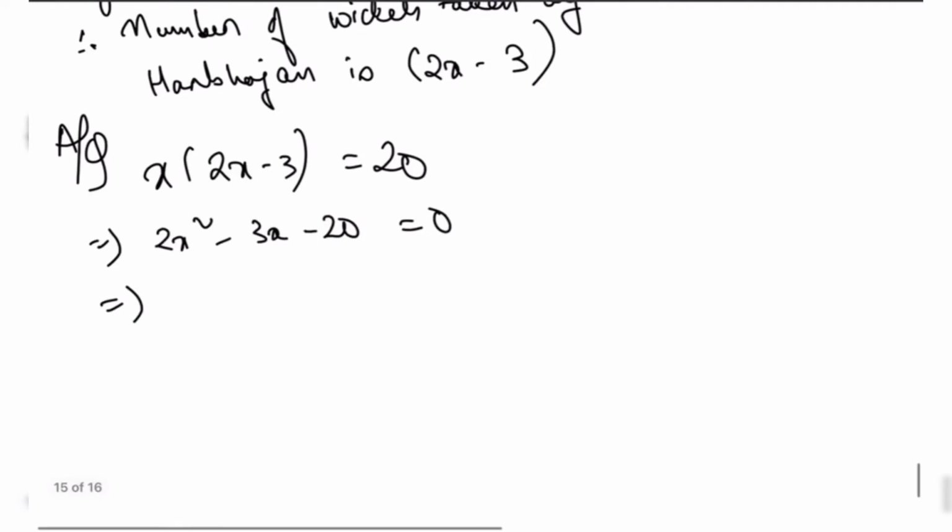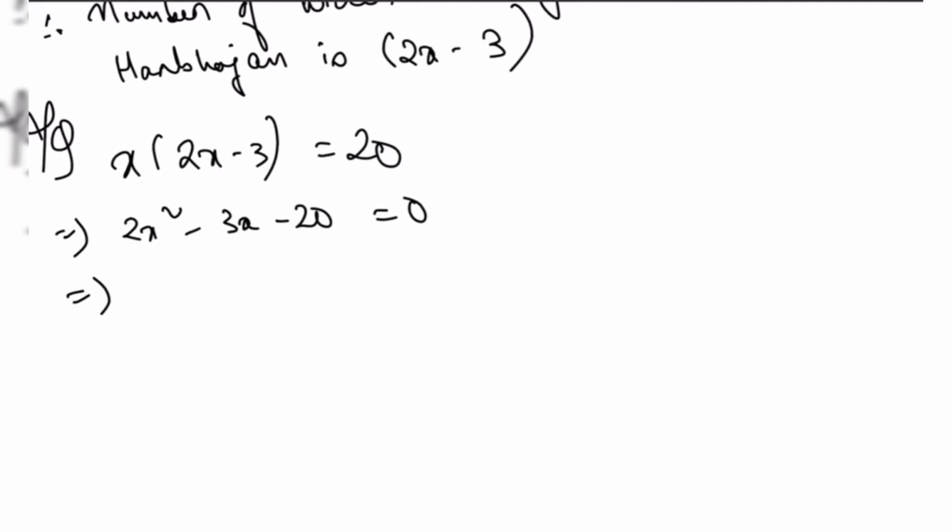Now let us see. Again, let us use the factorization trick. We want two numbers whose difference is 3 but whose product is 40. Okay, now we have 2x square minus 8x plus 5x. See, difference of 8 and 5 is 3 and the product is 40. Minus 20 equals 0.